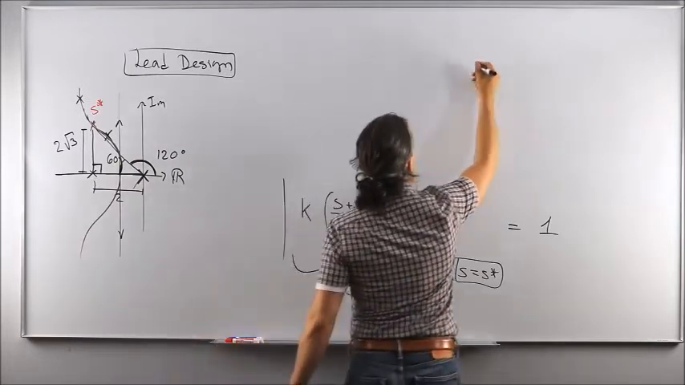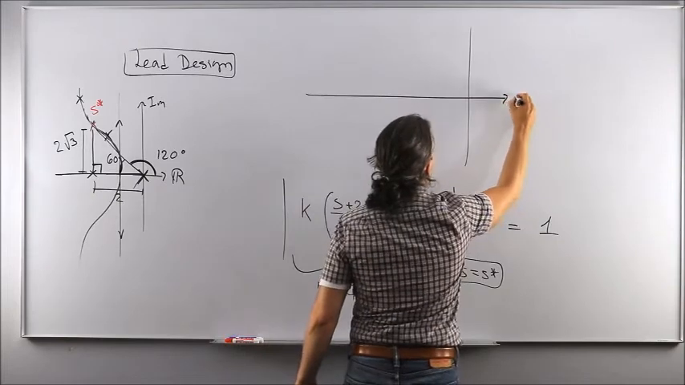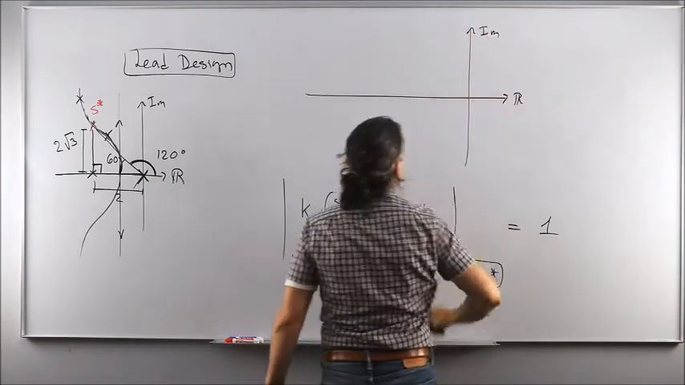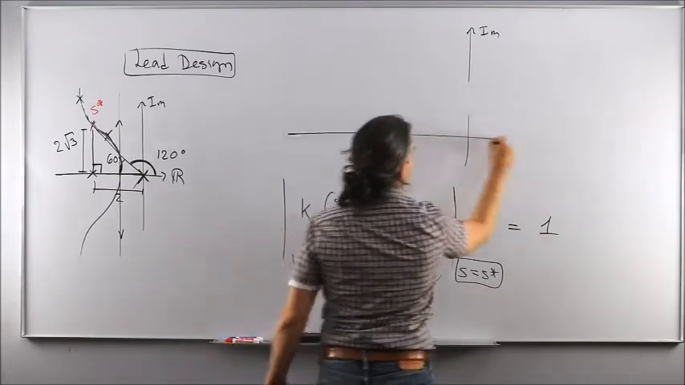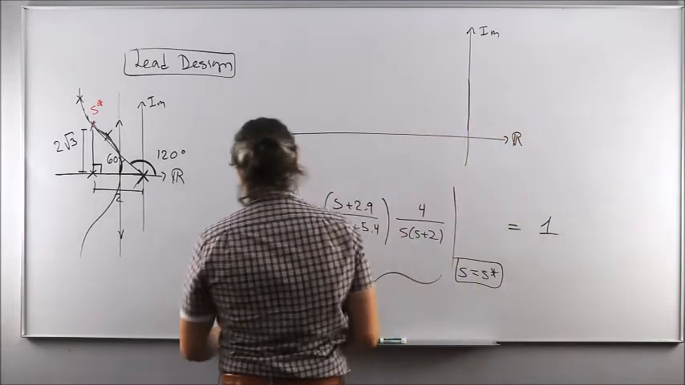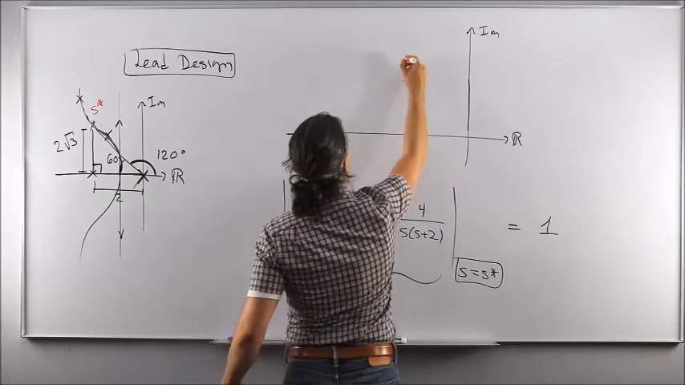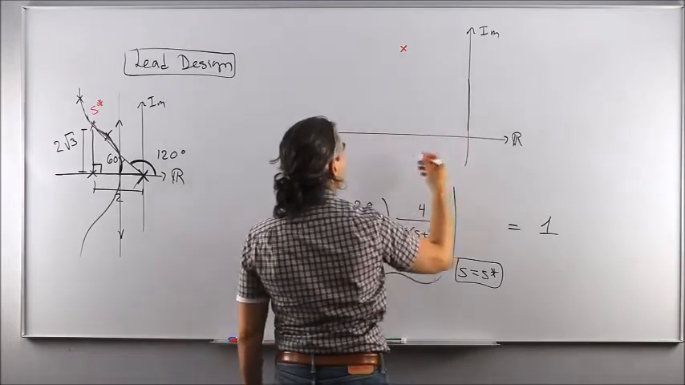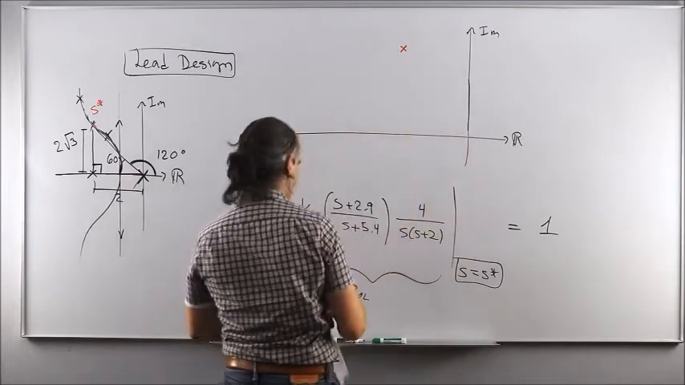Okay. So you have to draw the complex plane. Real, imaginary. And you know what? Let me bring the real axis a little bit further down. Like this. Okay. What do we have? We have S star somewhere over here. That somewhere over here is quantified. That's our minus 2 plus 2 times square root of 3. So we know that position.